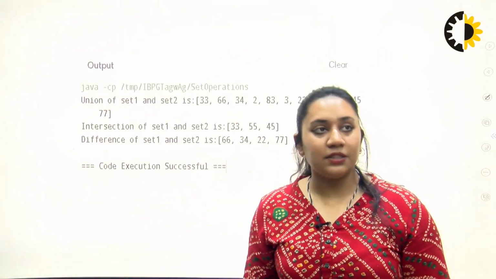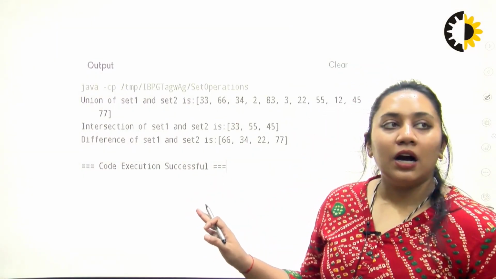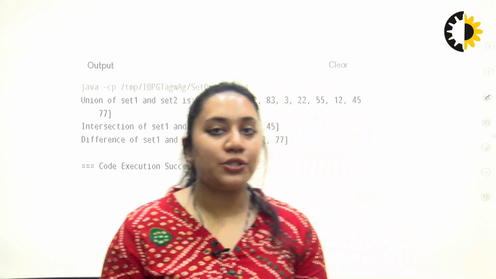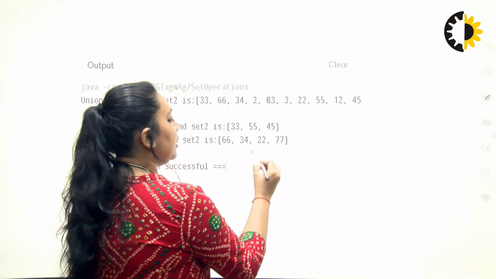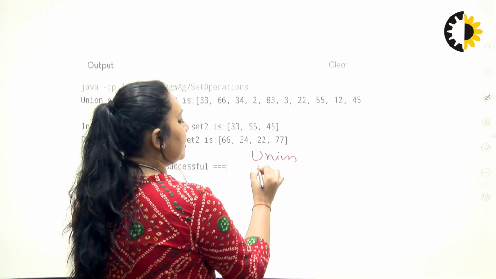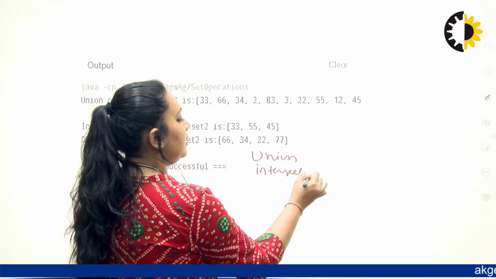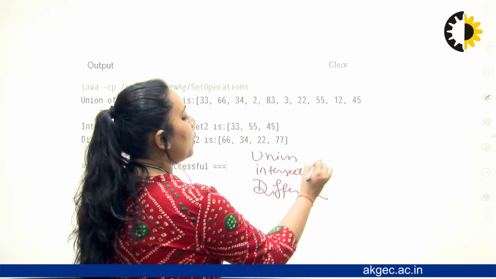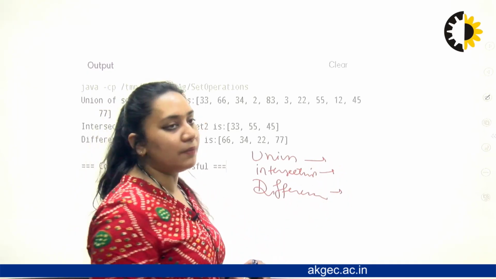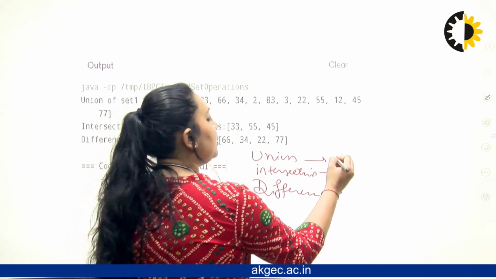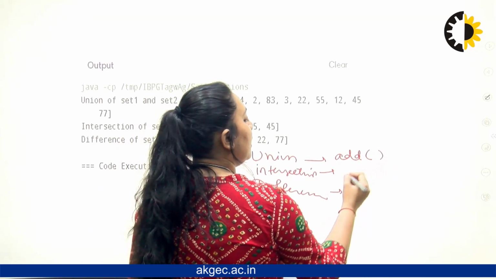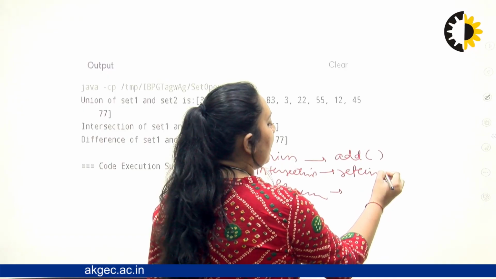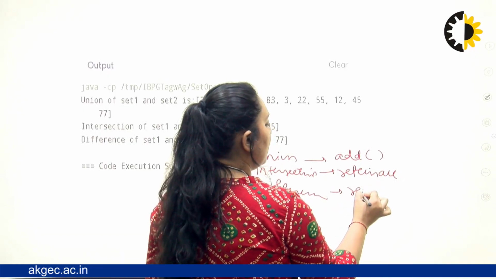So this is the output of the set example where we perform the three operations: the union operation, the intersection operation, and the difference operation, right? All you need to remember is what kind of method needs to be implemented. In union, you write the addAll method, in intersection, you write retainAll, and in difference, you write the removeAll method.